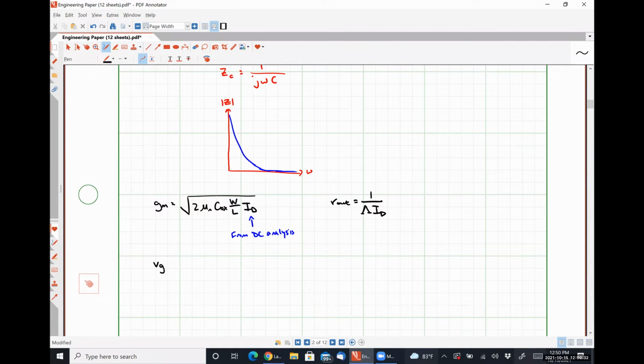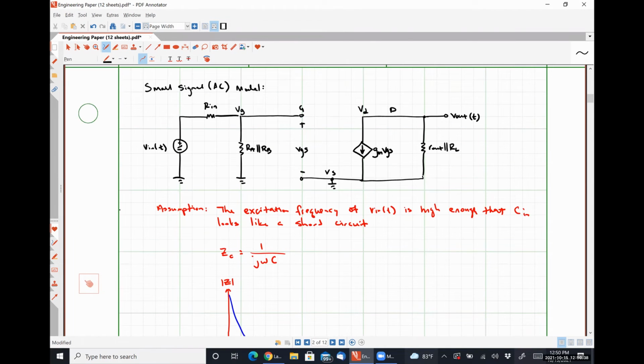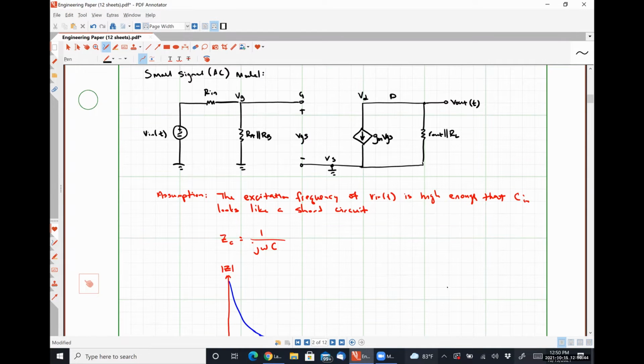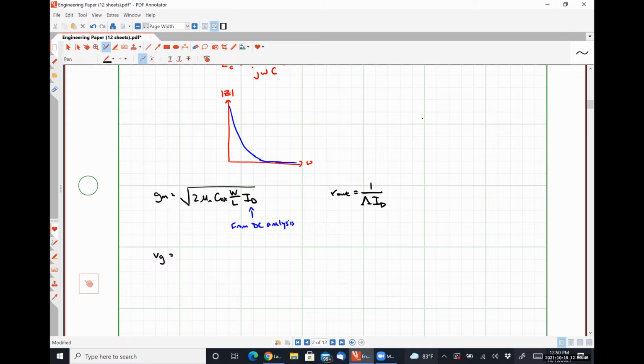So our small signal voltage VG should be what? Exactly right. That's just another voltage divider. So we're going to have Vn as a function of time multiplied by that resistance Ra in parallel with Rb divided by Rn plus Ra in parallel with Rb.